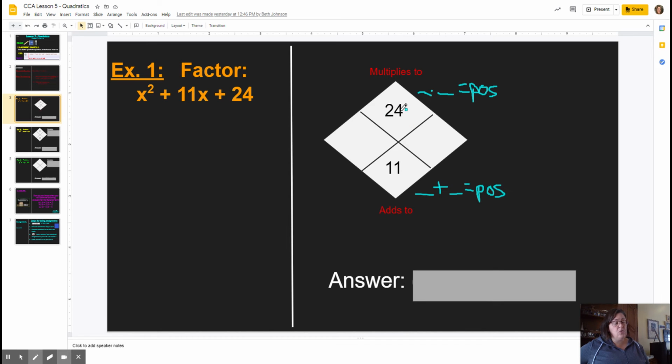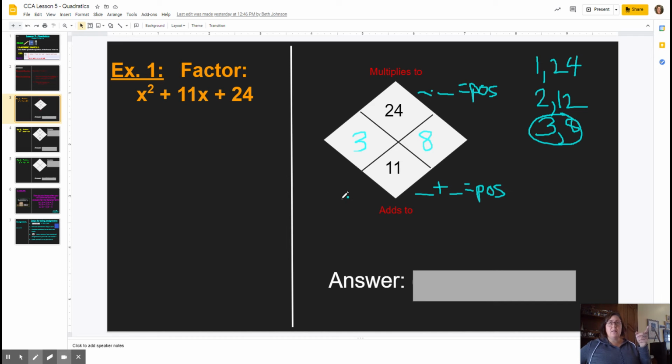If you are just struggling for some reason with the factor pairs of 24, remember you can simply start with a nice organized list. When I do it, I always start with the number 1 and I just go straight down my list of factor pairs. 1 and 24 does not add up to 11. 2 and 12, that adds up to 14. 3 and 8, that adds up to 11. So I know that my two factors are going to be 3 and 8.